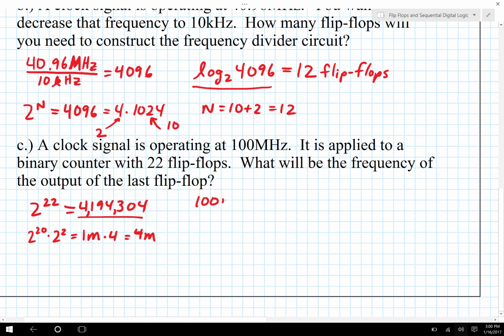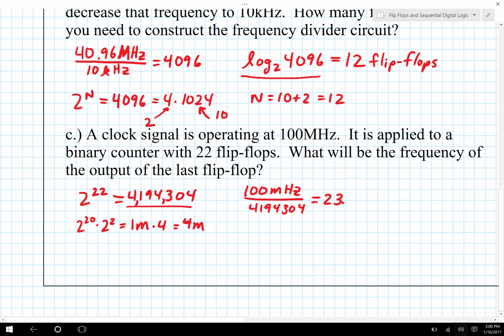So 100 megahertz divided by 4194304. I'm going to invert that first number and I'm going to multiply it by 100 times 10 to the 6th. And I end up with 23.84 hertz is going to be the frequency of that last signal. So it's a very, very high frequency signal, but it's being divided by a factor of 4 million. And the final answer then is around about 24 hertz is going to be the output frequency of that signal.